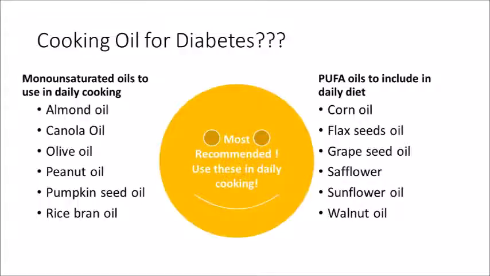Studies suggest that including monounsaturated fatty acids is best when it comes to managing heart health. Now, these monounsaturated fatty acids come from oils like almond, canola, olive oil, peanut oil, pumpkin seed oil, or rice bran oil. One can use these oils in daily cooking.